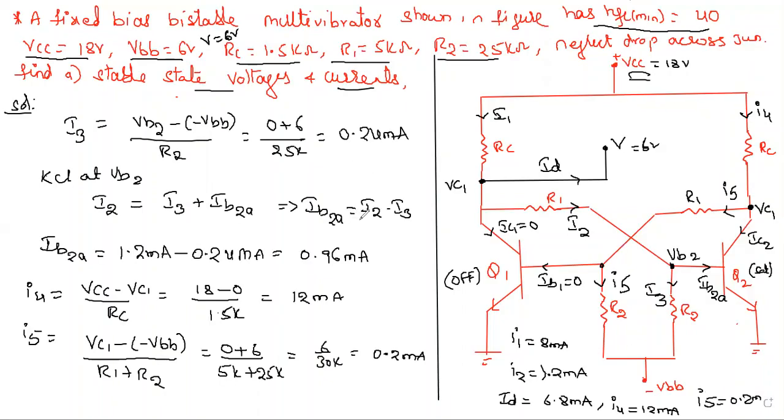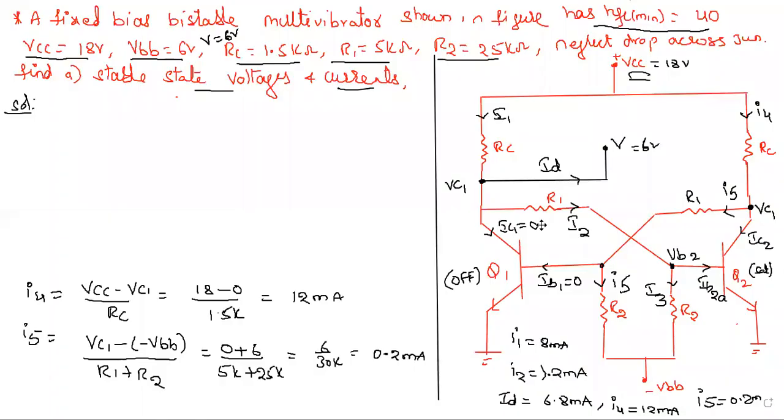0.2 milliamps. Okay, all the currents are known. Now let us go for the voltage, or we'll calculate what is the saturation current. Saturation current over here. So that is okay. Now calculate IC2. We are left with IC2.